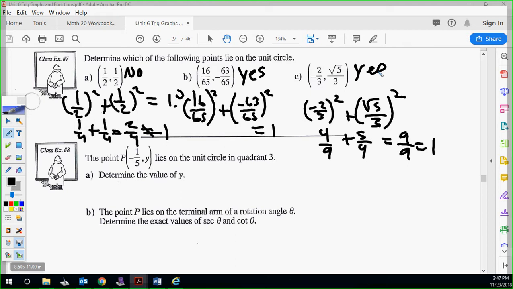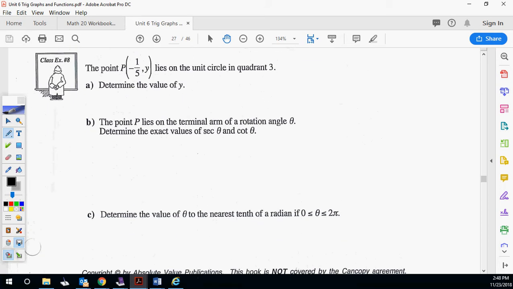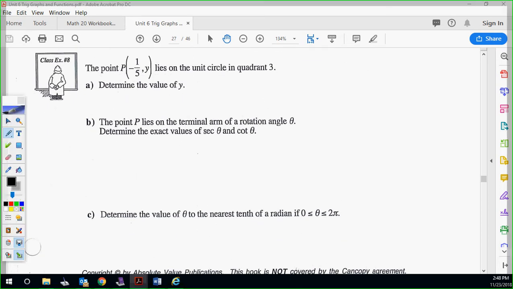As we get to the last couple of examples, example 8: the point P is at (negative 1/5, y). It lies on the unit circle in quadrant 3. Determine the value of y. The first thing I know is that if it's in quadrant 3, x and y are both what? Negative, correct. So we're expecting a negative x and y answer.